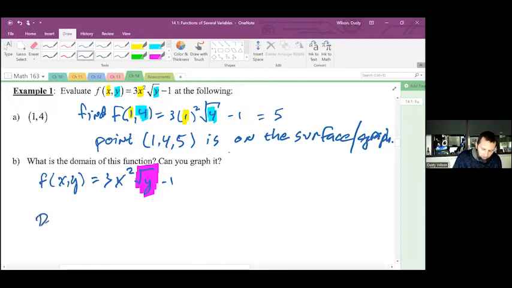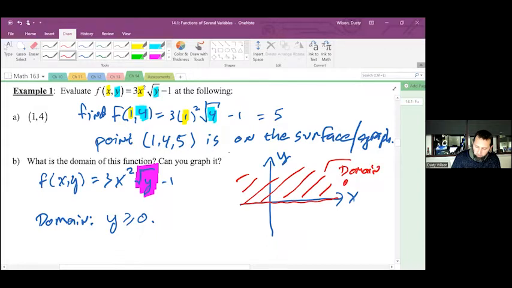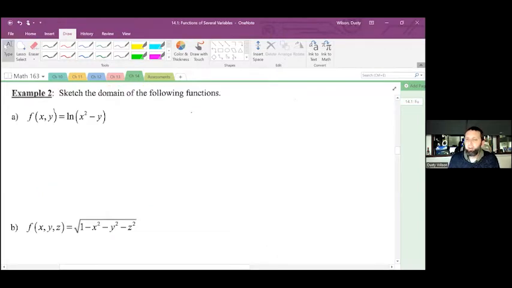And so to find the domain, we need to look for where the thing underneath the radical, the radicand, y, is greater than or equal to 0. So this would be our domain for the function. If we wanted to graph this, we have x and we have y, and we're saying that our domain is all the y's greater than or equal to 0. So that would be from the x-axis on up. So here would be our domain of f.